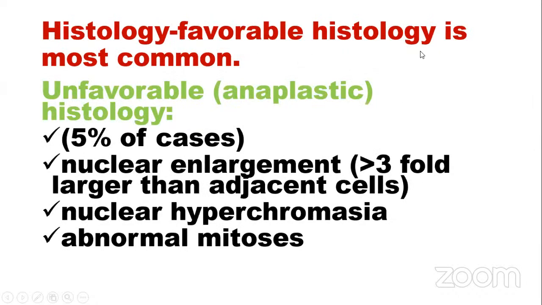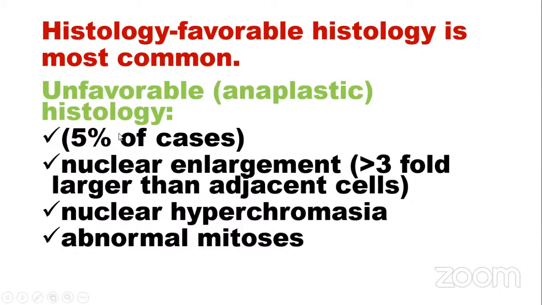Histology: favorable histology is most common. Unfavorable histology, anaplastic histology, occurs in only 5% of cases. It shows nuclear enlargement more than 3-fold larger than adjacent cells, nuclear hyperchromasia, or abnormal mitosis. This is the unfavorable histology.